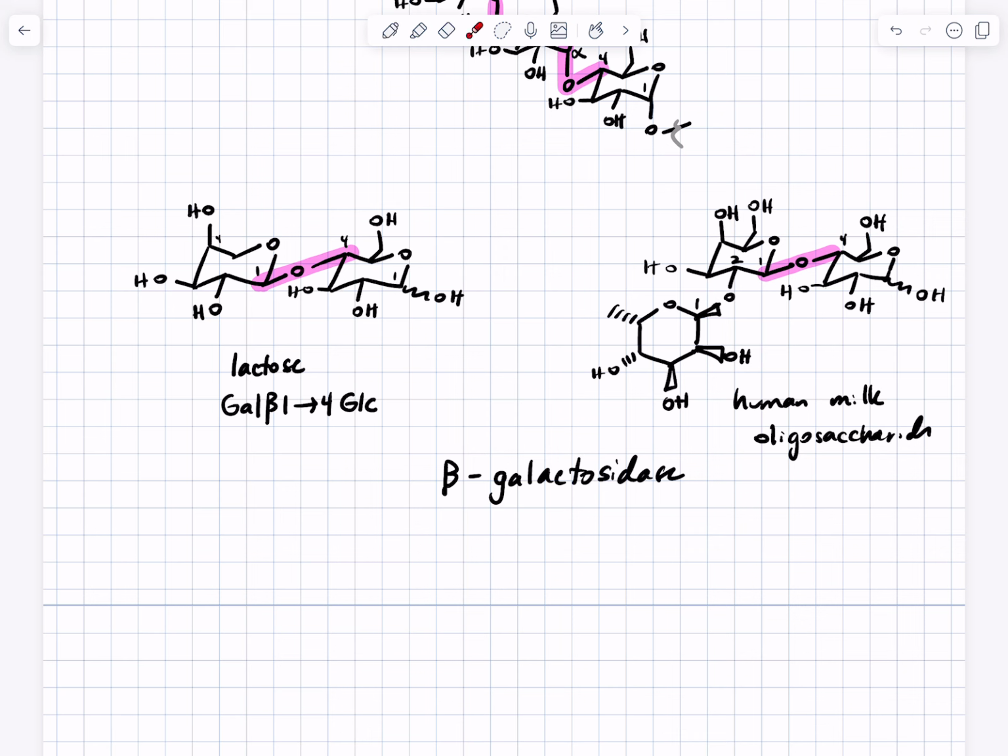Remember, the acetal is called a glycoside. It's a galactose on this side, so that's why it's called galactoside. The ase refers to hydrolyzing it, so a beta-galactosidase is an enzyme that hydrolyzes a beta linkage involving galactose as the sugar that has the acetal in it. Beta-galactosidase hydrolyzes the beta-1,4 linkage.